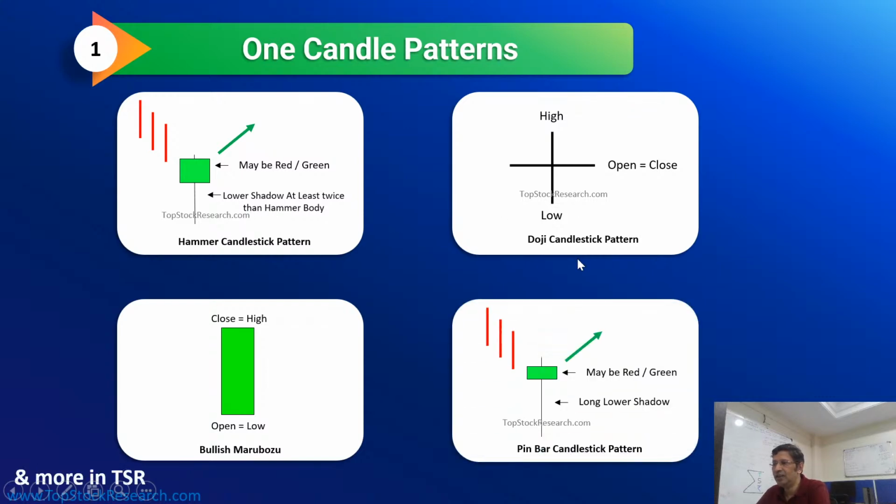The fourth one is the pin bar. Pin bar is pretty much similar to a hammer, but the difference between hammer and pin bar is that in a hammer there is no upper part. In this case, you can have an upper part as well as a lower part, but the body is very, very narrow. So what it also tells you is a lot of indecisiveness.